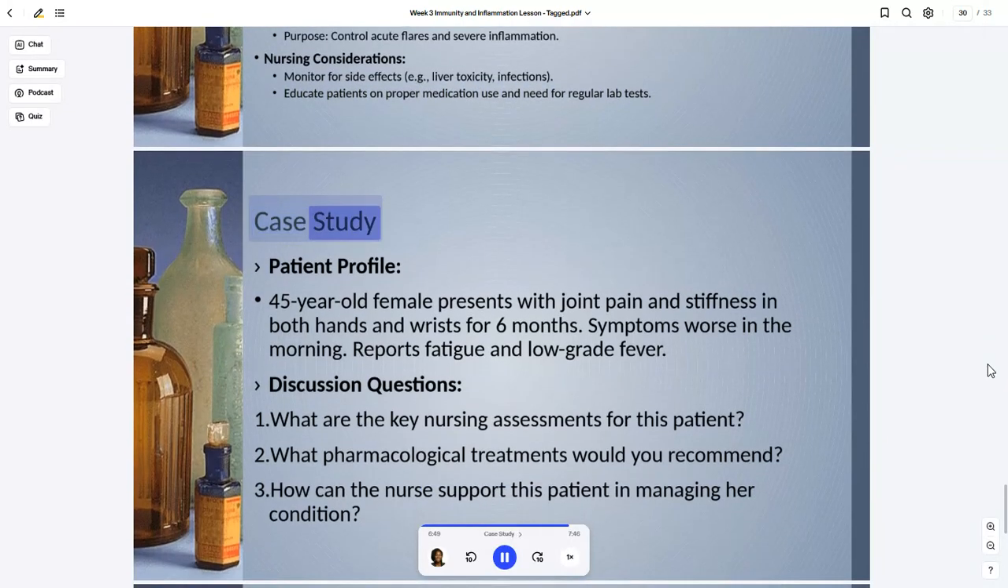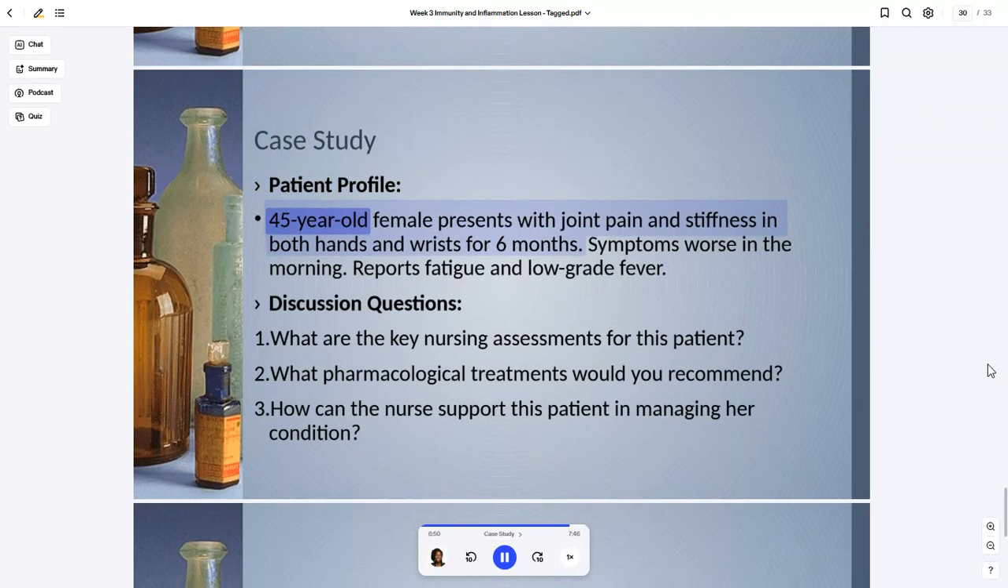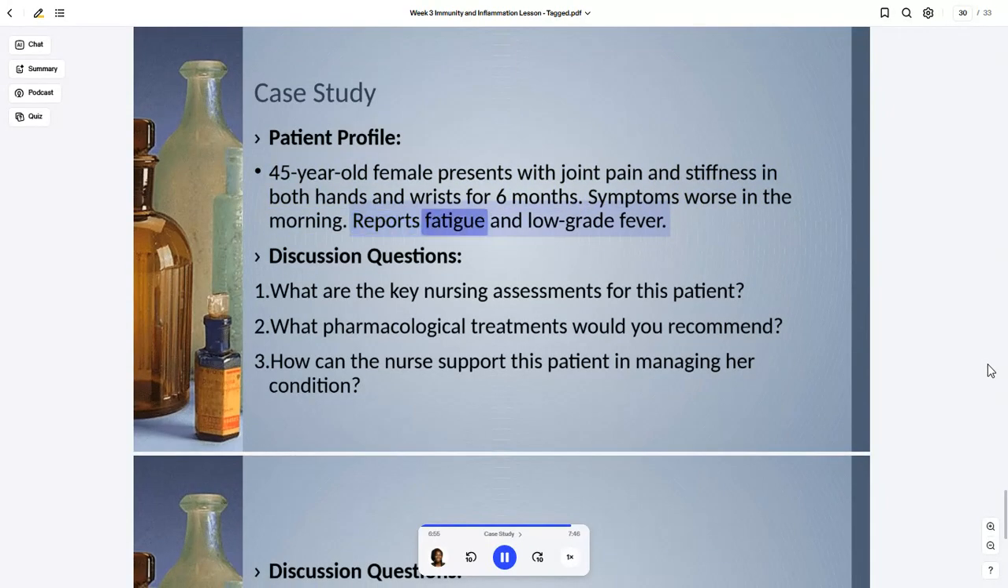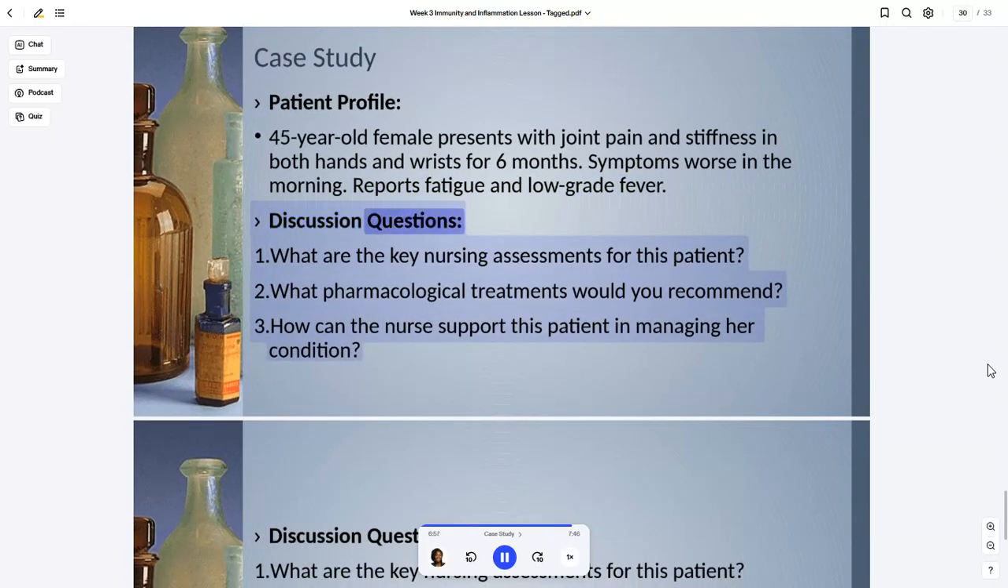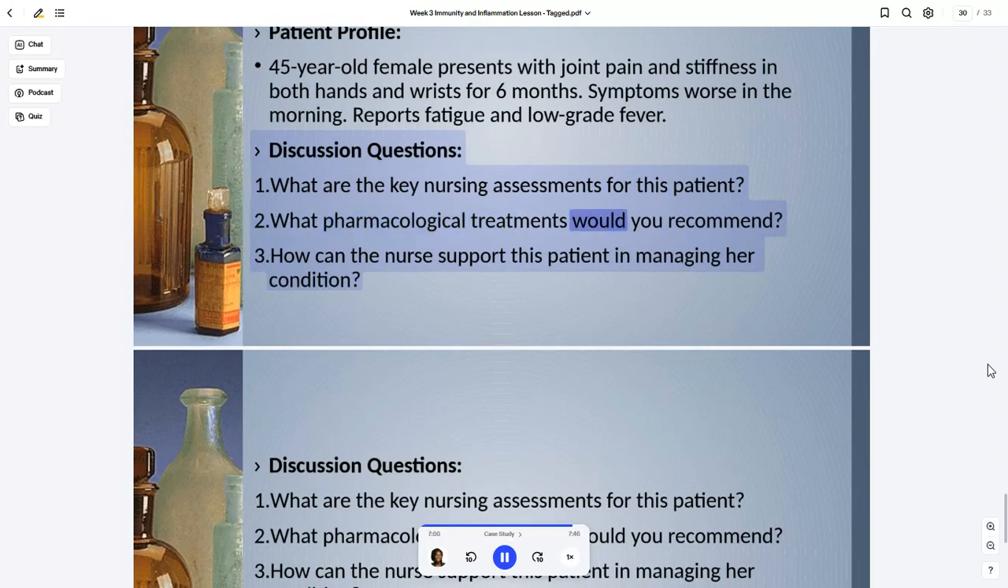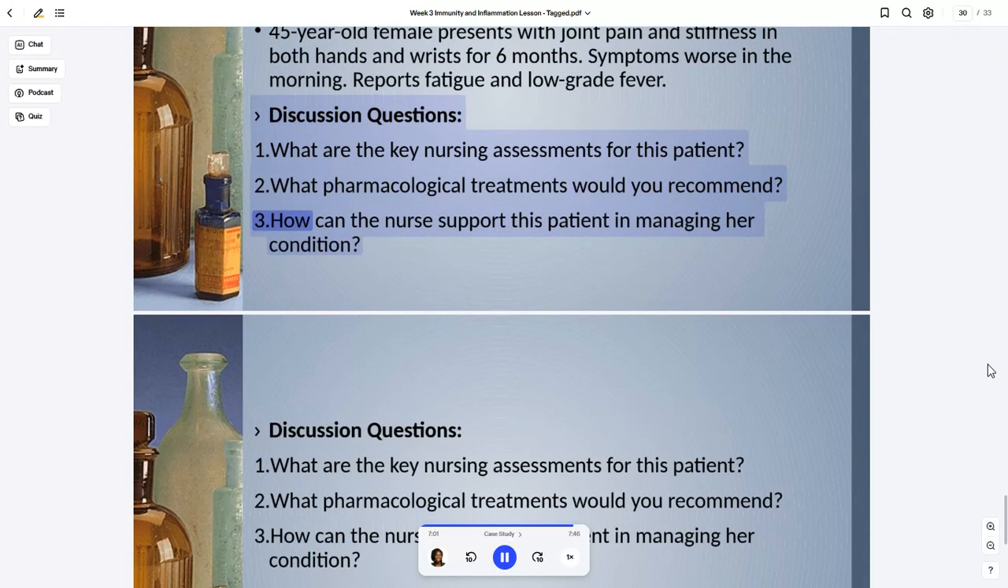Case study, patient profile: a 45-year-old female presents with joint pain and stiffness in both hands and wrists for 6 months. Symptoms are worse in the morning. Reports fatigue and low-grade fever. Discussion questions: 1. What are the key nursing assessments for this patient? 2. What pharmacological treatments would you recommend? 3. How can the nurse support this patient in managing her condition?